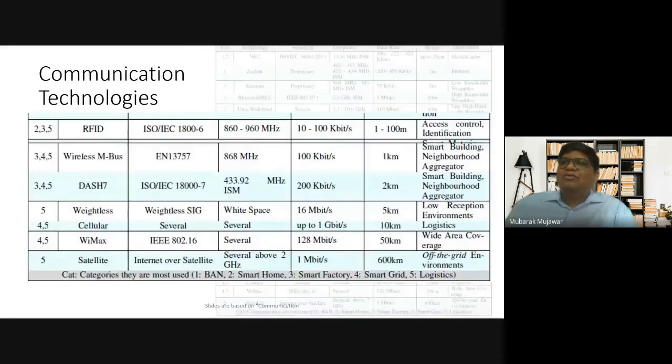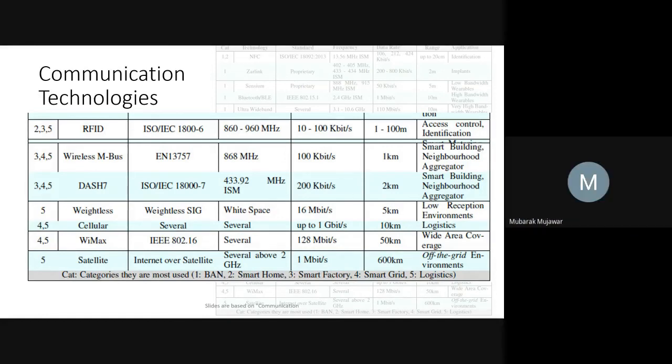And for that, we are actually recommending almost six technologies. We are recommending RFID, wireless MBUS, Dash 7, weightless, cellular, WiMAX, and satellite. Okay. So let us see what exactly we mean by all these technologies. And as I promised, we'll also see what the weightless technology is. It is a quite interesting technology.